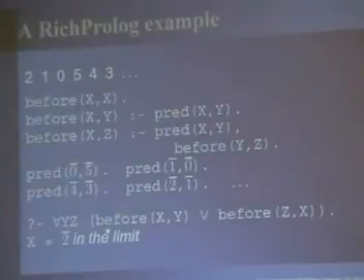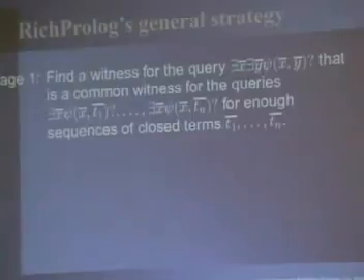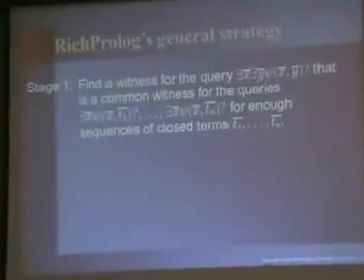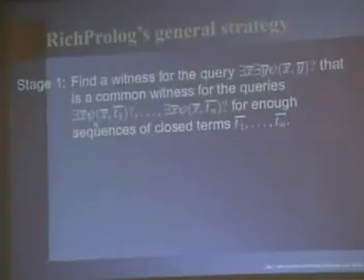So what is Rich Prolog's general strategy? There are two stages. The first stage is to find a witness for the sigma 1 query, obtained from the sigma 2 query by replacing for all y by there exists y. Basically you try to find a common witness to all these existential queries. So the problem is, how do you choose these terms T1, Tn? Basically you want to show that psi holds for some x and for all y, so you find an x which works for some y's. So you have to choose some closed terms T1, Tn and find a common witness to that.